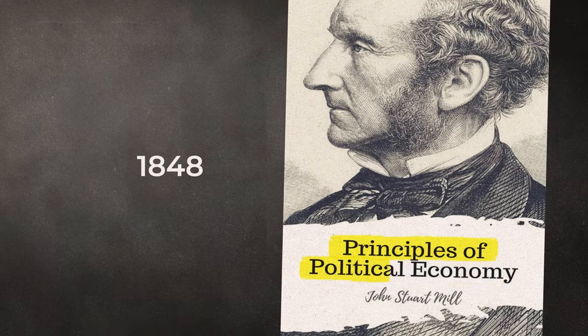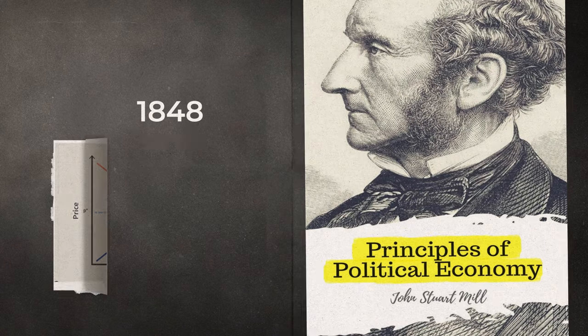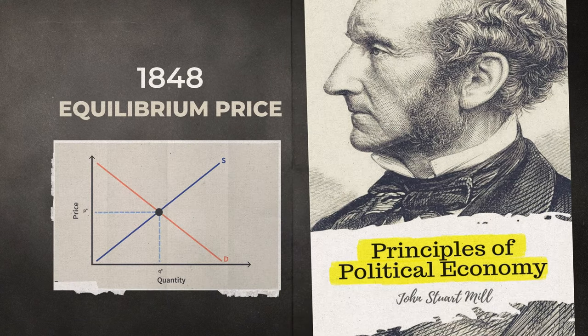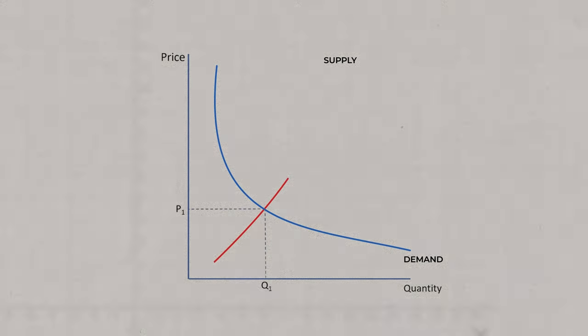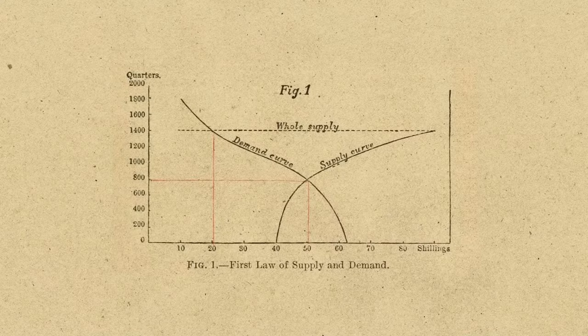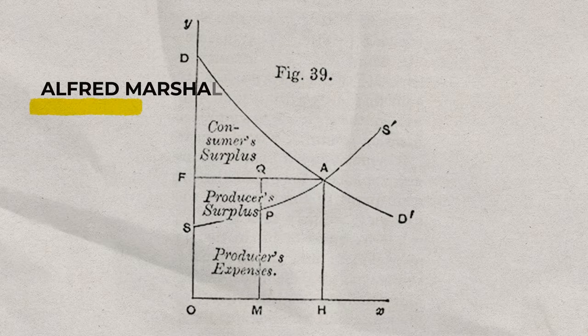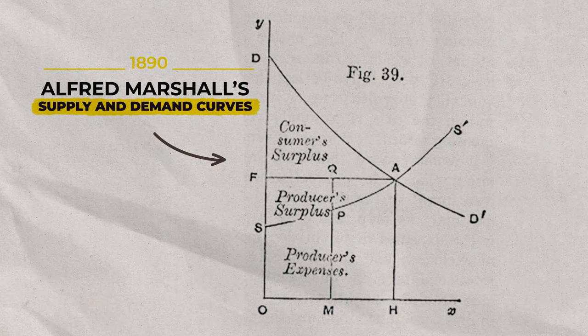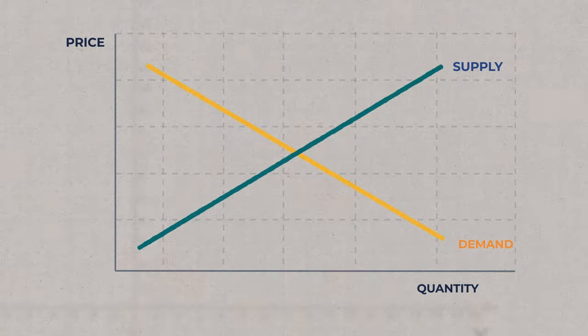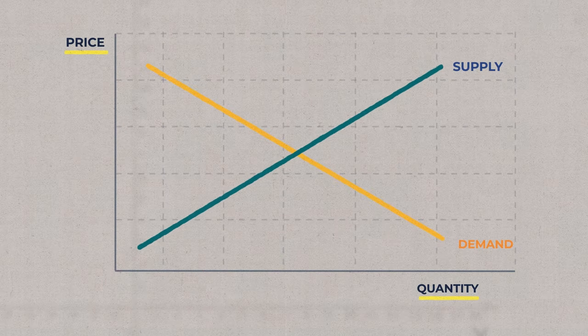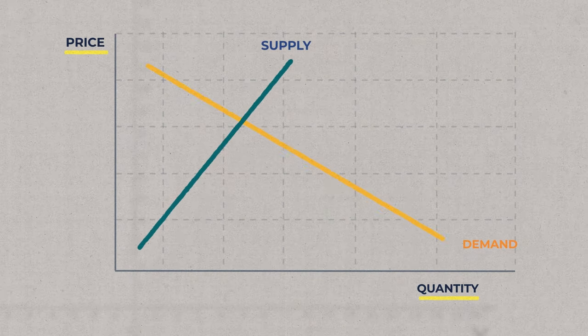Finally, in 1848, John Stuart Mill's Principles of Political Economy analyzed supply and demand together to understand equilibrium price, or market clearing price, the price at which the quantity demanded by consumers is equal to the quantity supplied by producers. That's where we got graphs, all the graphs, including Alfred Marshall's supply and demand curves in 1890. But again, because supply and demand are evolving relationships between the price and quantity of a good, not constants, the curves are subject to change.